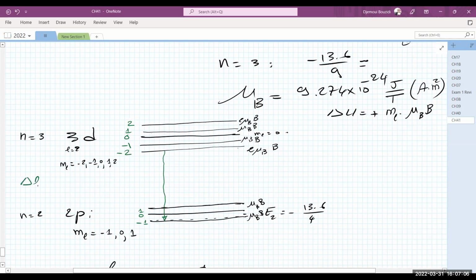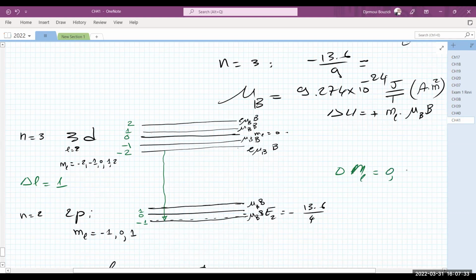Delta L is possible. Delta L has to be 1, okay? In this case, it's possible. So there is a change in, and I'm going to explain where these things are coming from. In this case, from -2 to -1, I have shifted by 1 value, okay? From -2 to 0 is not possible to shift ML by, so these are the requirements, and I'm going to explain where these things are coming from.